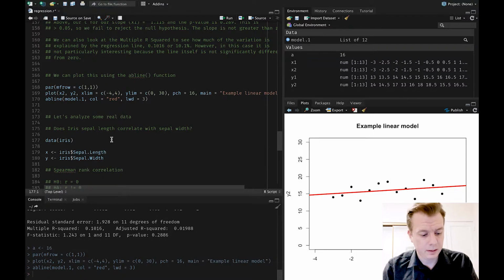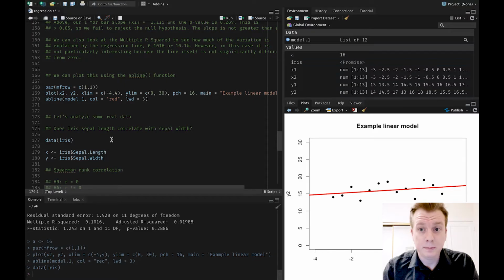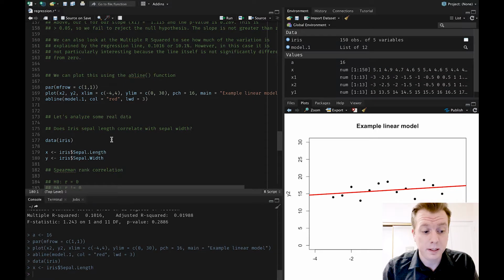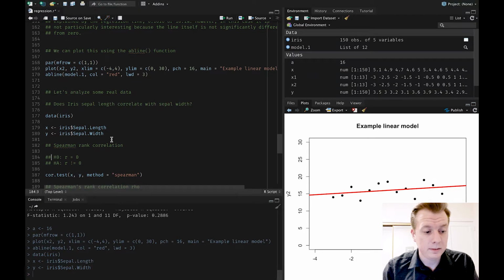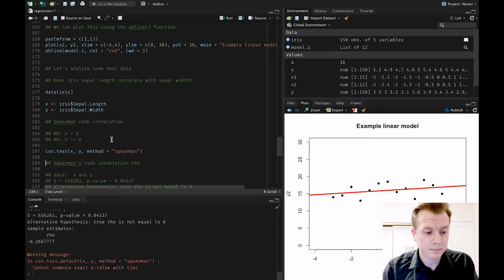So let's pull out our iris data. Let's make two vectors, x and y. So x is sepal length and y is sepal width. And so let's run a Spearman rank correlation. Our null hypothesis is that r equals 0, and our alternative hypothesis is that r does not equal 0. Run the cor.test, which is x, comma y, comma method equals Spearman.